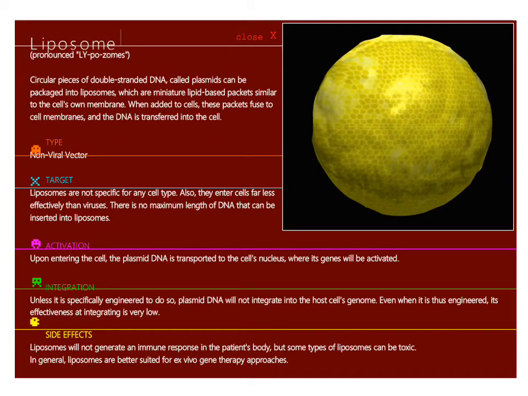Okay, so we've now learned about the 4 viral vectors. This is the first of the 2 non-viral vectors. Liposomes are circular pieces of double-stranded DNA, which we also know as plasmids, and these can be packaged inside liposomes, which have lipids, lipid-based packets, basically. So if you add a liposome to a cell, these packets tend to fuse to the cell membranes, and the DNA can get transferred to the host cell. They're not specific for any cell type. However, the ability for the DNA to enter into the host cells is actually much less effective than viruses.